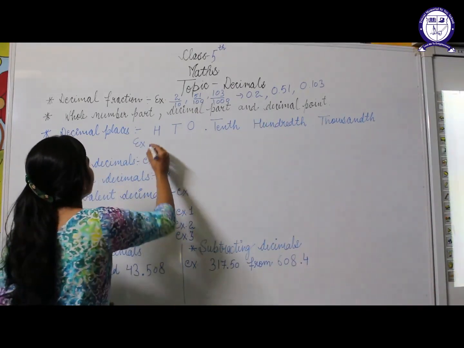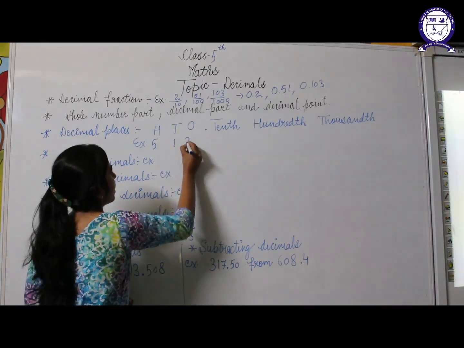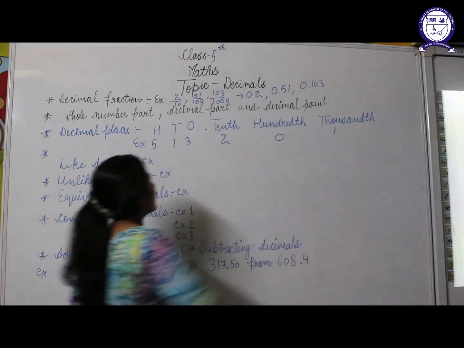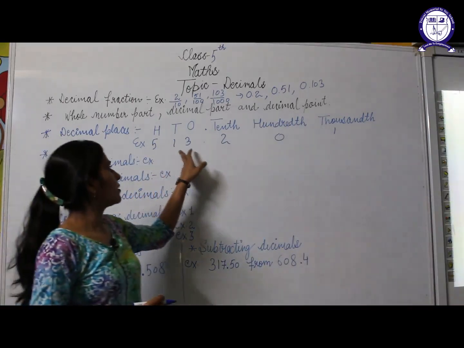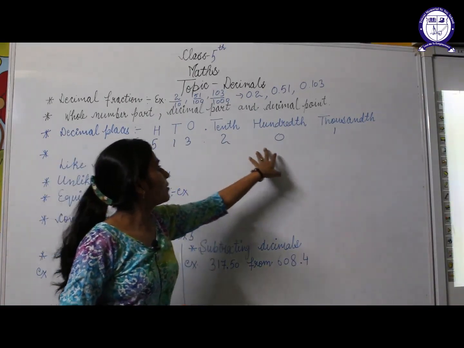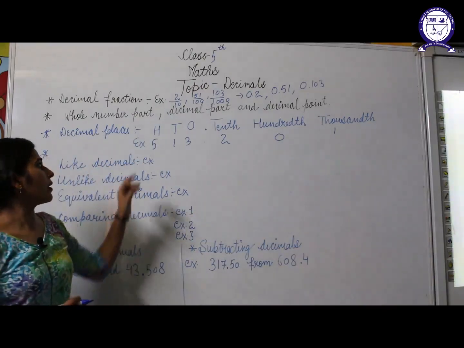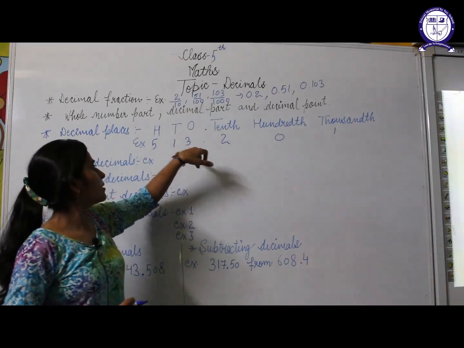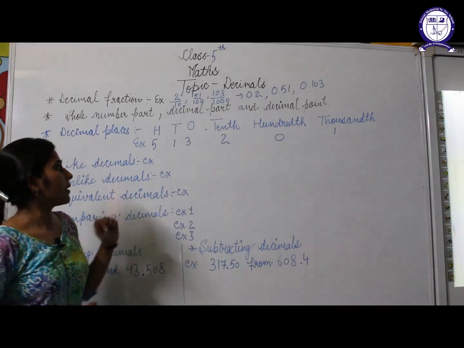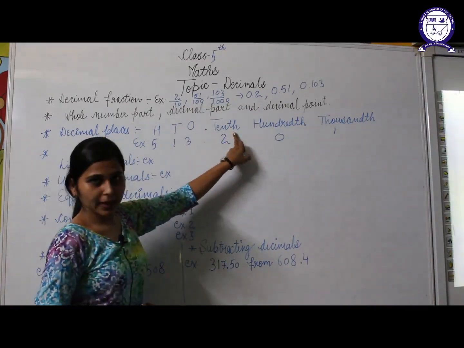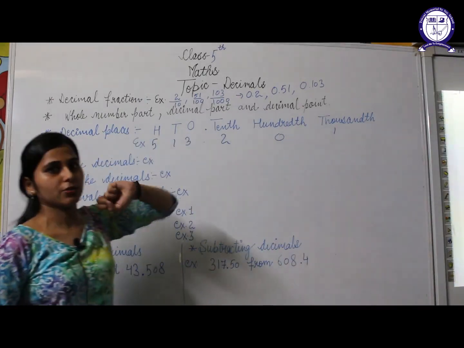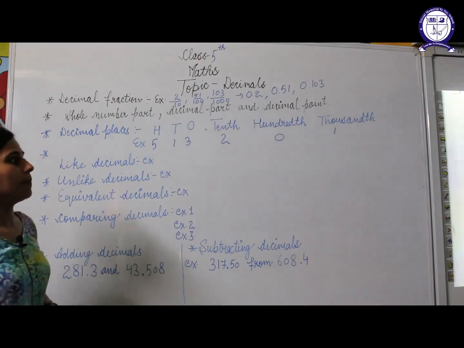This will be clear with an example: 513.201. Students, we have the number 513.201. Here 5 is at the hundreds place, 1 is at the tens place, 3 is at the ones place. But 2 is at the tenths place, 0 is at the hundredths place and 1 is at the thousandths place, students. So these are the decimal part.